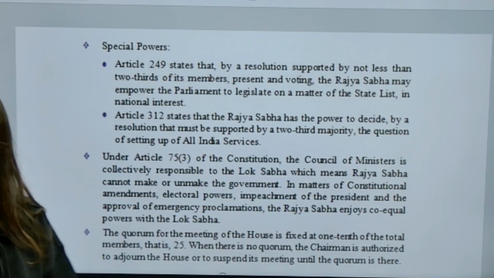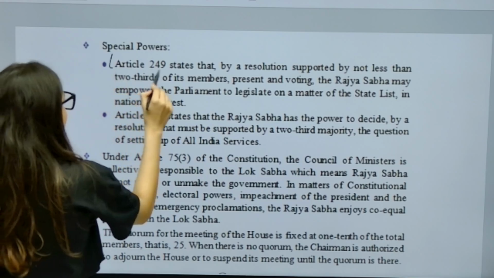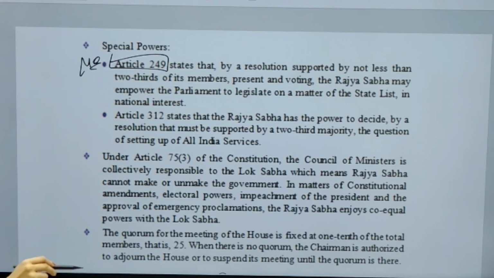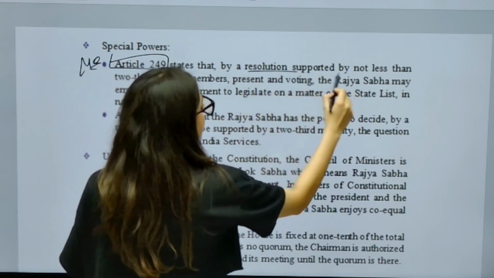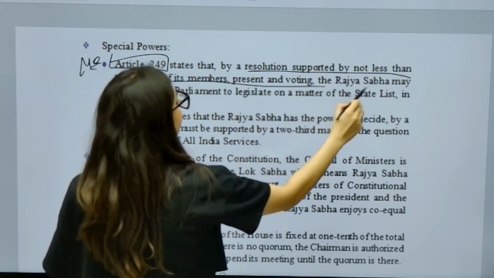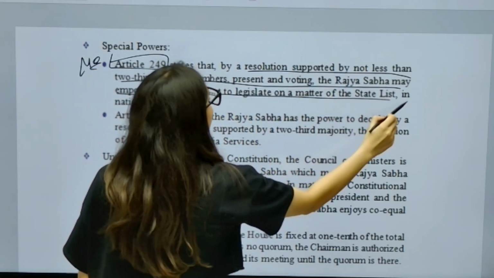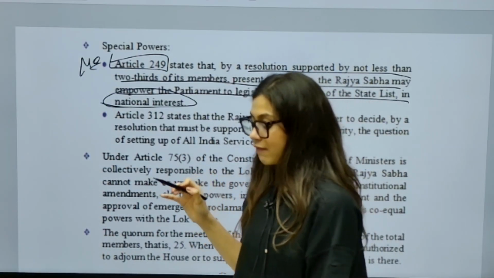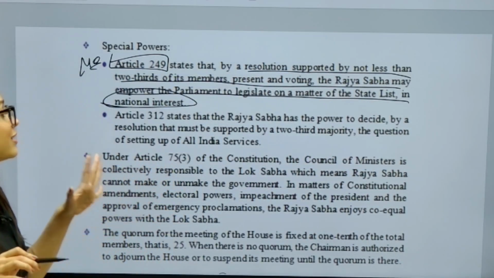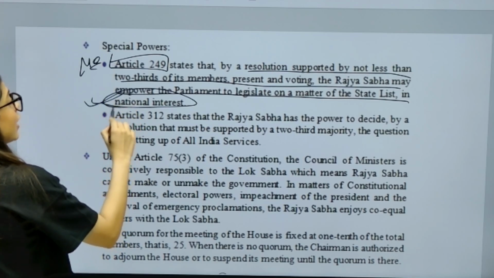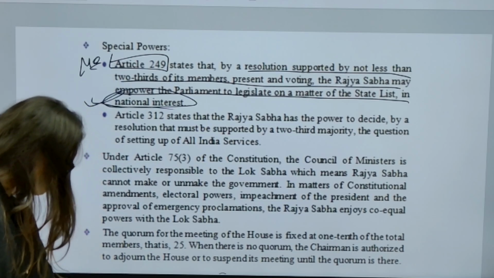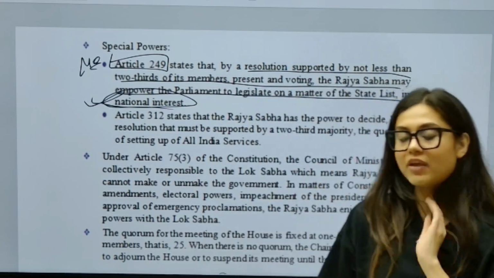Let's talk about Rajya Sabha. Rajya Sabha's special power is Article 249, MCQ. By a resolution of not less than 2/3 of the members present and voting, Rajya Sabha may empower Parliament on any matter of the state list in terms of national interest. For example, Rajya Sabha has power to make laws on matters mentioned in the state list, when it comes to national interest. So only Rajya Sabha can make laws; Lok Sabha doesn't have any power.